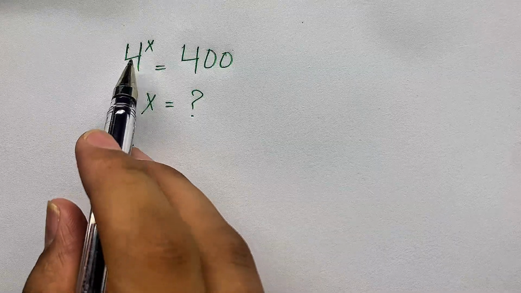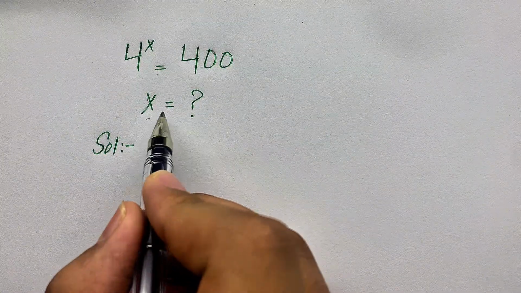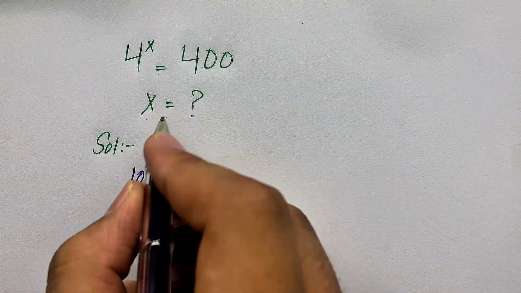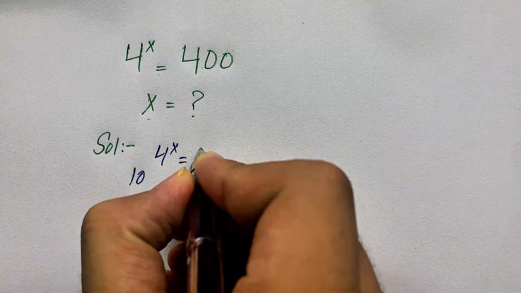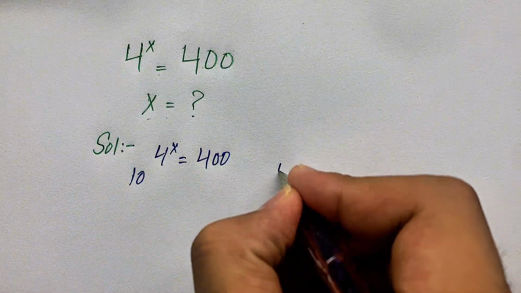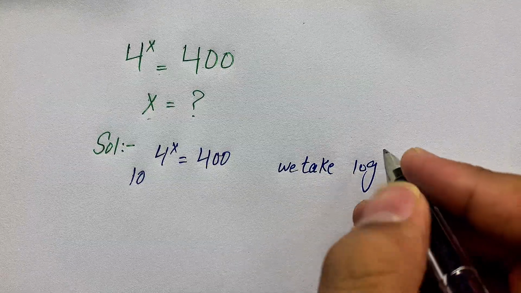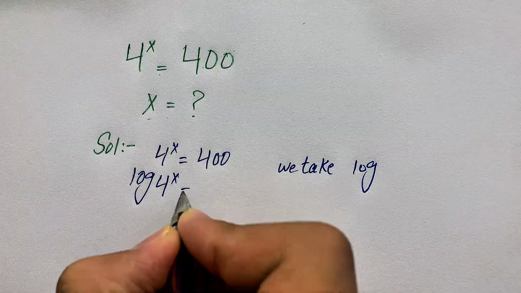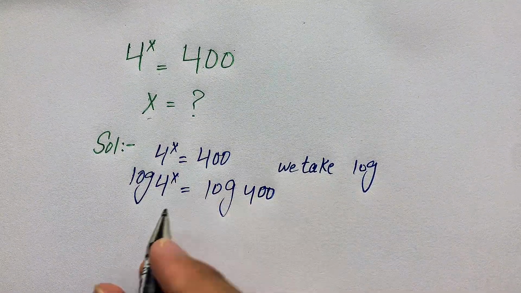In this problem, our question is 4 to the power x is equal to 400, and we are finding the value of x. Now we write it first: 4^x = 400. First we take log, so log of 4^x is equal to log of 400.